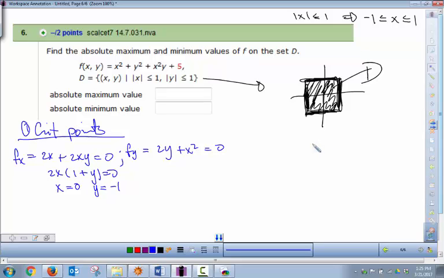And just by substitution, maybe we'll put x equal to 0 in here and see what happens. 2y plus 0 squared is equal to 0. We get y is equal to 0. And so when x is equal to 0, y is equal to 0. So I'm going to put that down here and put a box around it so I don't lose it. That's one of my critical points.